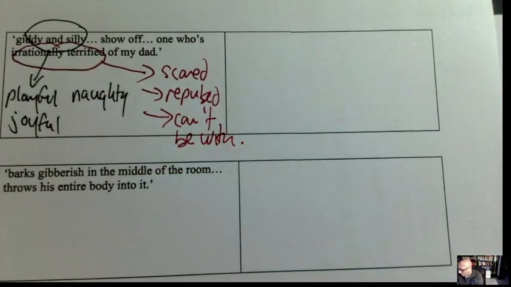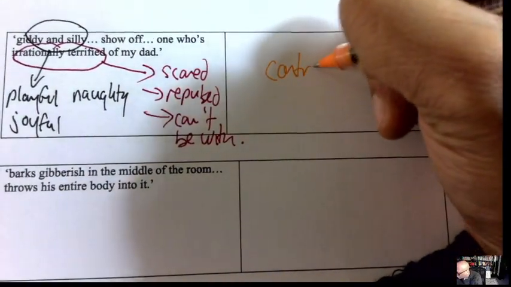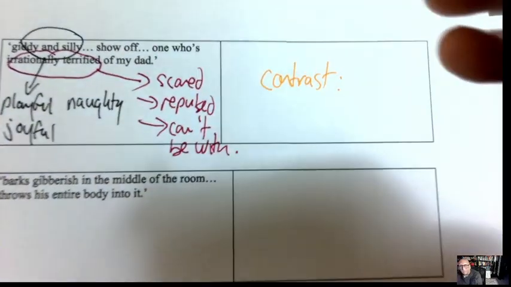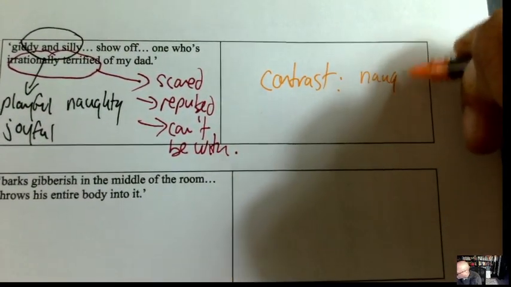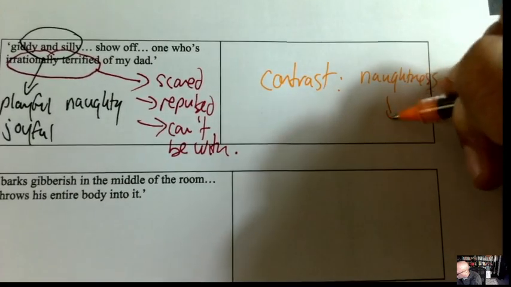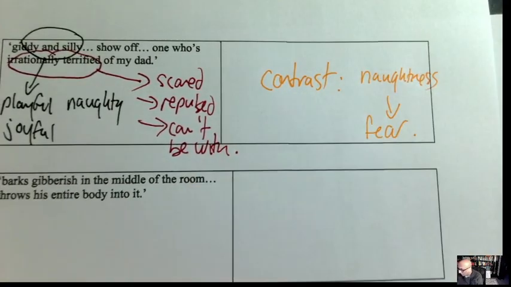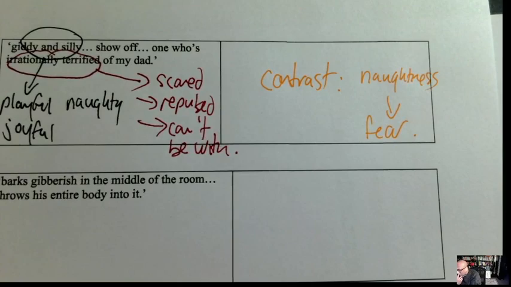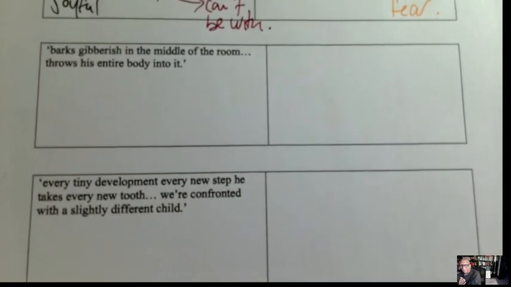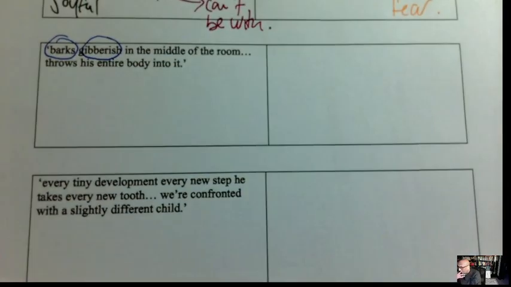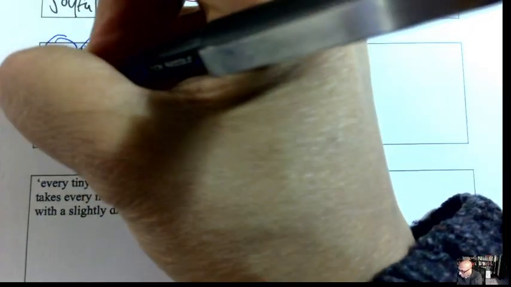So again, I think we get a contrast in his naughtiness and his fear. Barks gibberish in the middle of the room, throws his entire body into it. I mean, I'm not a big fan of that, but if I did, I'd gibberish. Barks. Barks then is a metaphor, like a dog.